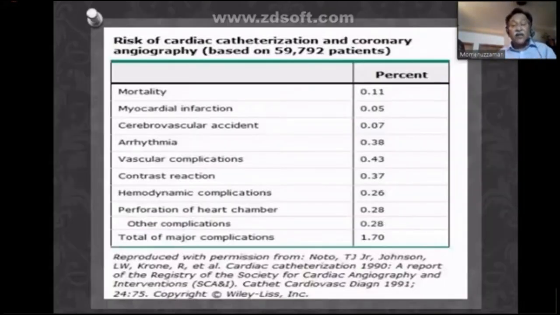But in general, one of the studies done on 60,000 patients, all are very, very low. Mortality is only 0.1%, myocardial infarction 0.05%, cerebral accident 0.07%, arrhythmia 0.38%, vascular complication 0.4%. Nowadays, it is less than this. Contrast reaction 0.3%, hemodynamic complication less than 0.2%. But even if it happened to one patient, it is 100% for him. So you must be very careful in doing the procedure. And here is also the importance of counseling. If you counsel the patient about the complication, and if anything happens, at least you will not face the trouble given by the patient attendants.